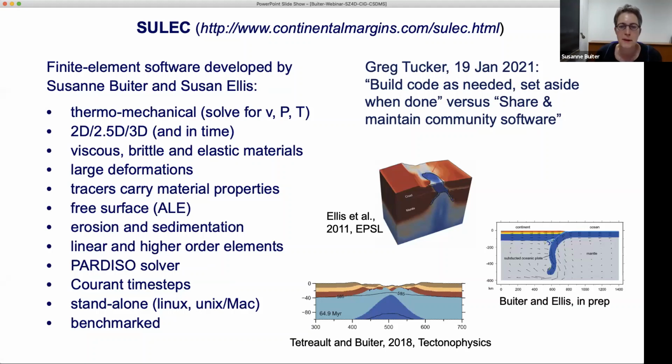It's of course benchmarked. And on the scale of Greg Tucker from the seminar of yesterday, between build the code as needed, set it aside when done, versus share and maintain community software, I guess like many software that people develop, we're somewhere in between, but maybe a bit more towards the first than to the second. So our code is documented, but we do share with collaborators, but we certainly are not putting it out there. And we don't have a help desk, and we don't have a user manual, and we tend to branch off into versions. So that's why I would say maybe a bit more towards the first than to the second.